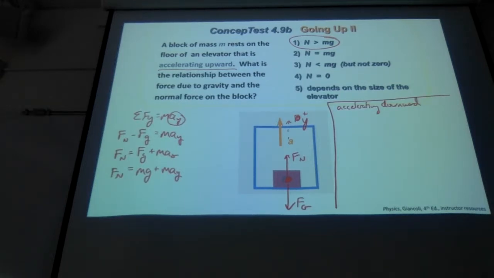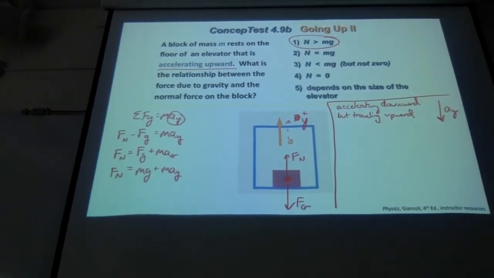Which means I would flip the acceleration this direction. Okay? Accelerating downward, but traveling upward. Traveling upward still means I'm going to a higher floor. My velocity is this way, but an acceleration that points the other way is what slows me down.